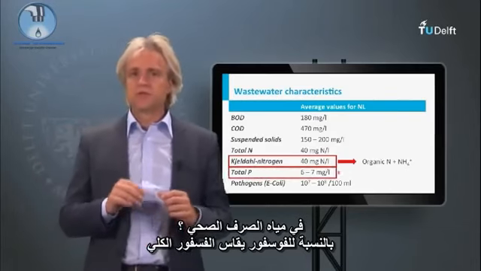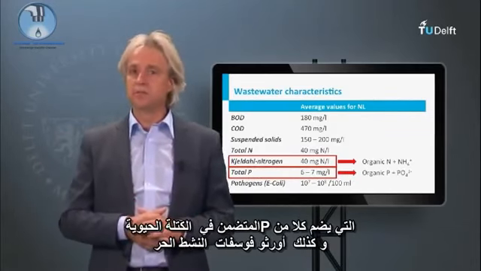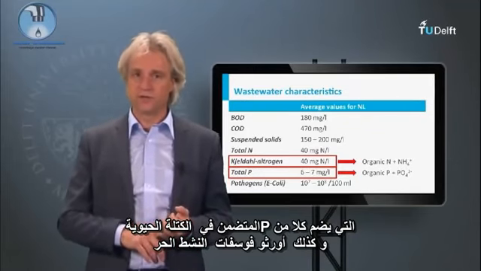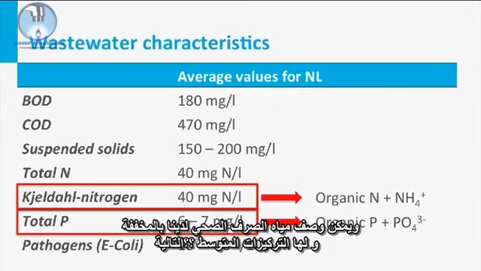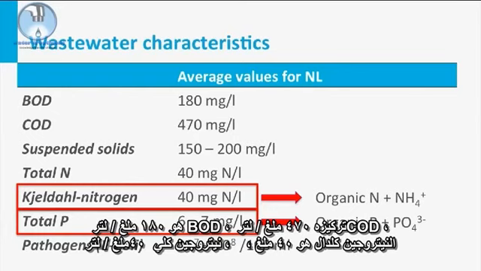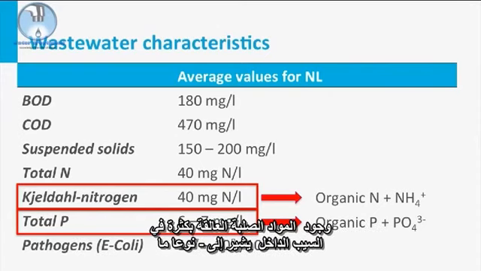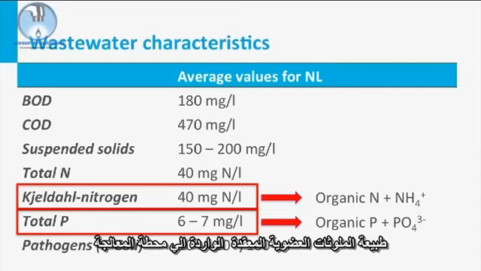For phosphorus, generally total P is measured, which includes both the phosphorus bound to the biomass and the free reactive orthophosphate. Our sewage can be characterized as dilute, having the following average concentrations: BOD of 180 mg per liter, COD 470, Kjeldahl nitrogen 40, total N 40, total P 6 to 7, and suspended solids 150 to 200. The large presence of suspended solids in the influent indicates the rather complex nature of organic pollutants entering an STP.